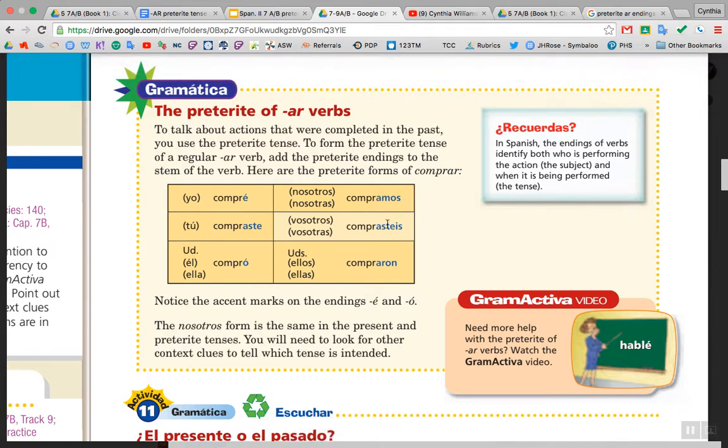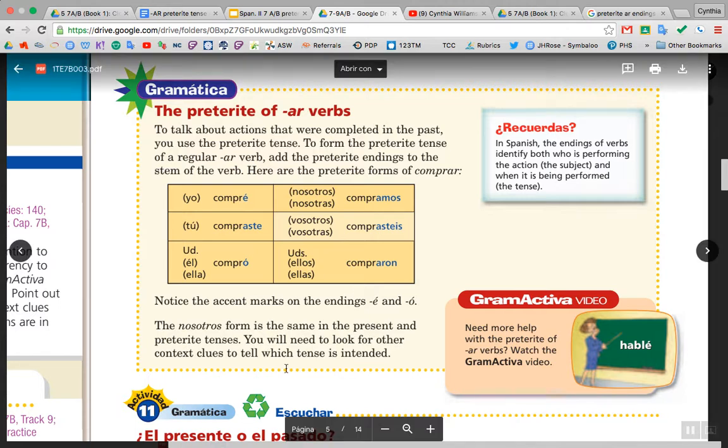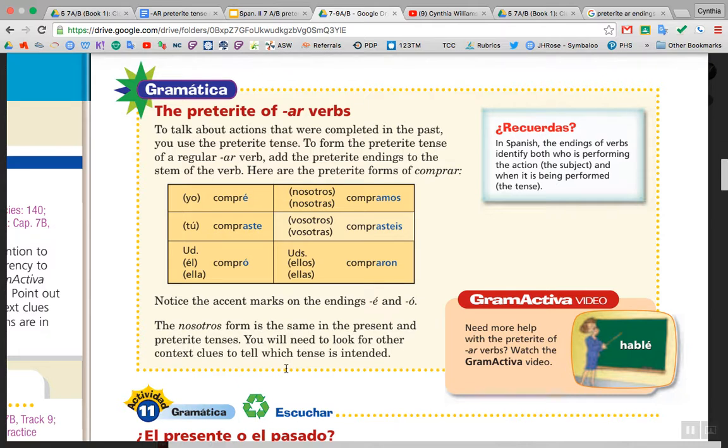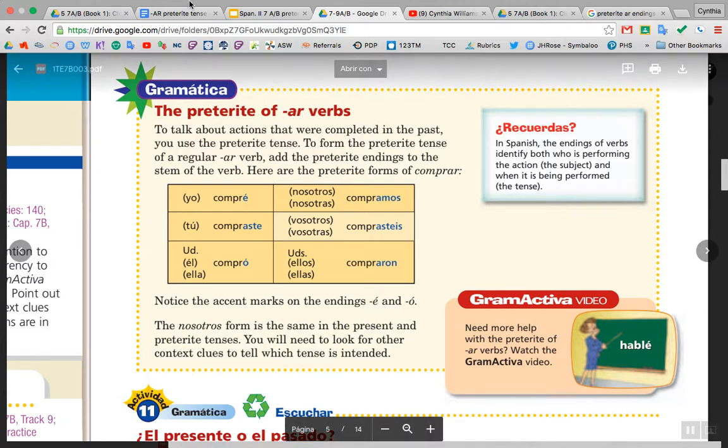So for the nosotros form, you have to look at context clues, which is very simple. You look for things like it happened yesterday or today. So the time period tells you what tense it's in.